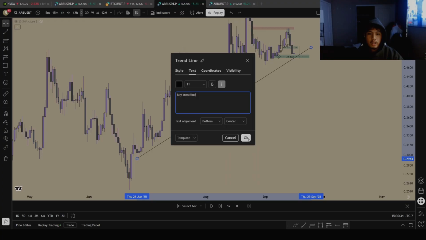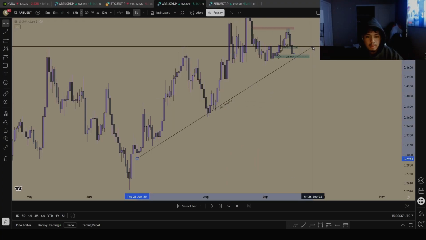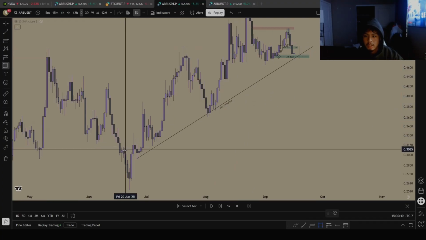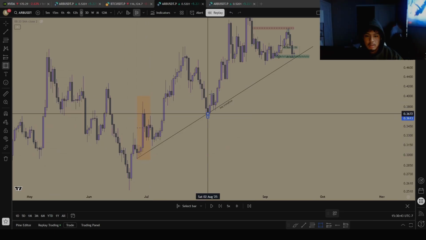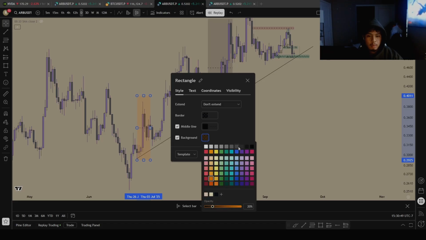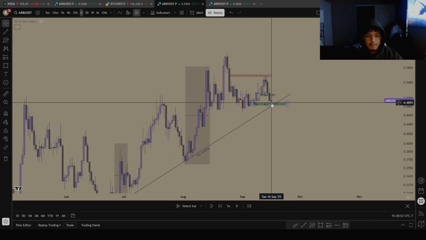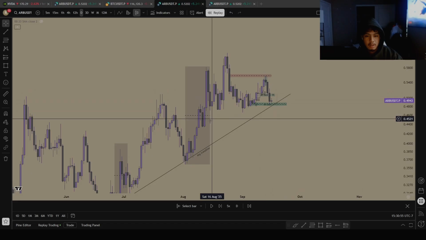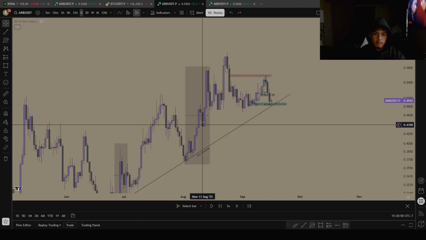Now, why do you expect a reaction from here? The reason why you would expect a reaction from here is because look at the moves every time price touches this trend line. It's a pretty big move almost every single time, right? So if you have a big move almost every single time, don't you think we're going to have some sort of reaction, even if it's a small reaction, right? So that's the reason why I had my trend line here.